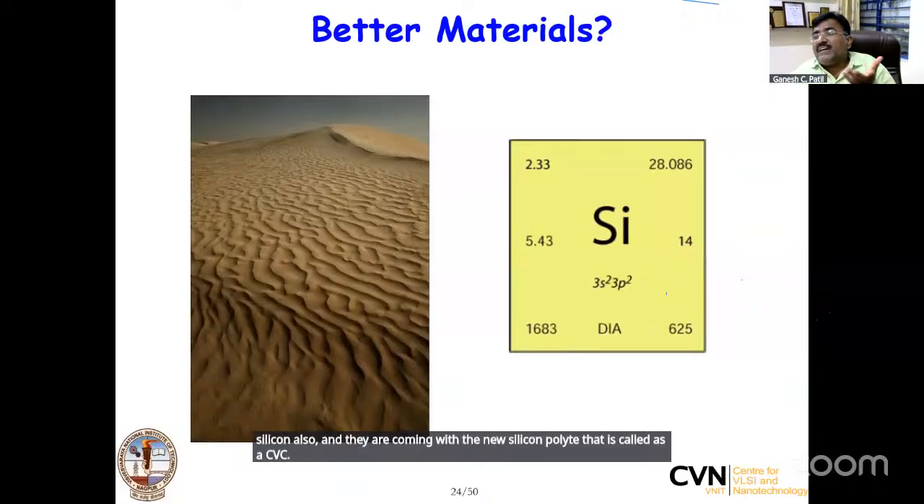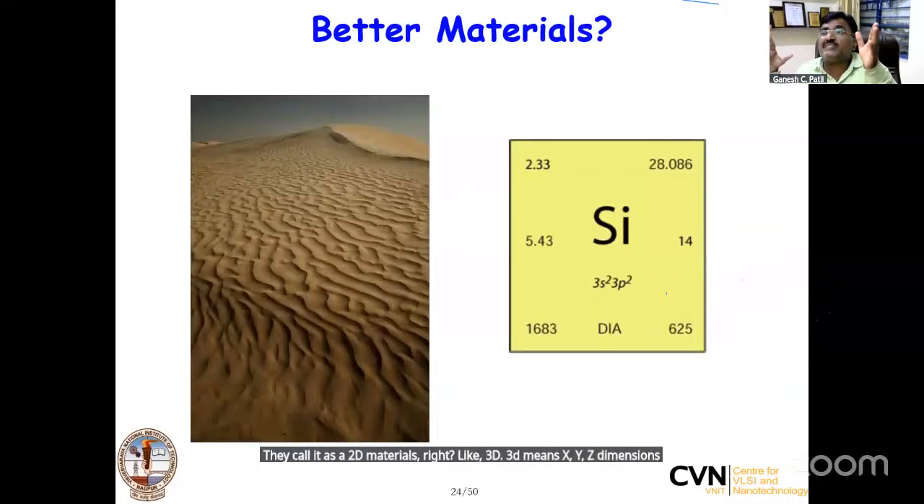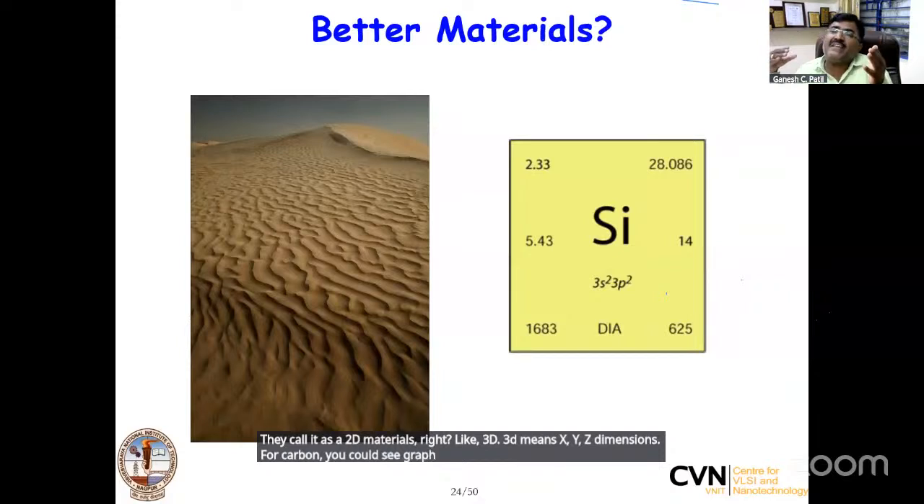Like graphene, right? Phosphorene, germanene, stanene. So these are the new upcoming materials people are looking for. They call them 2D materials, right? Like 3D. 3D means X, Y, Z dimensions. For carbon, we could say graphite is a 3D material.